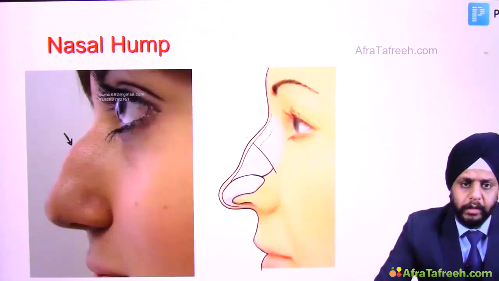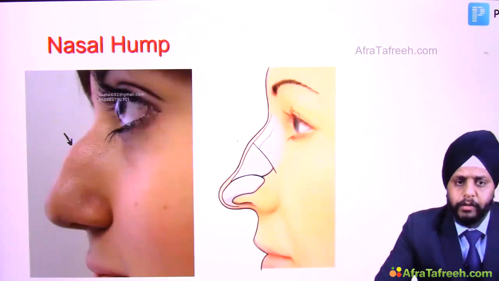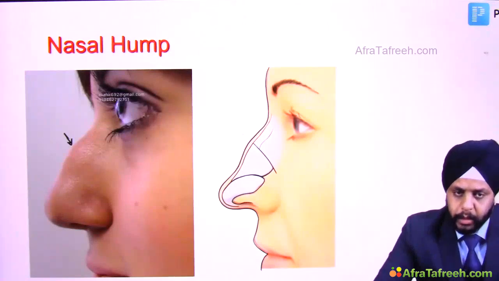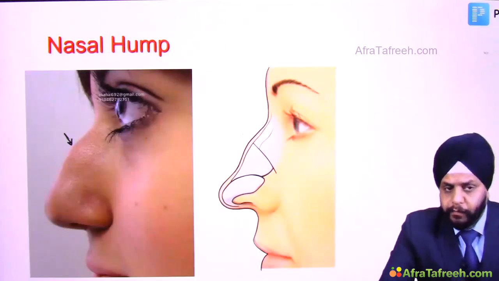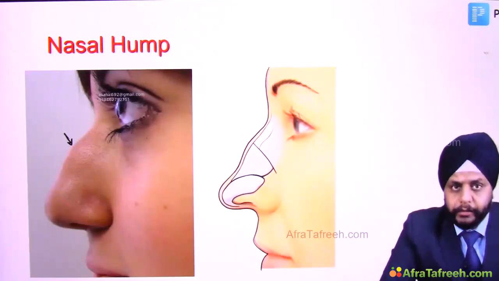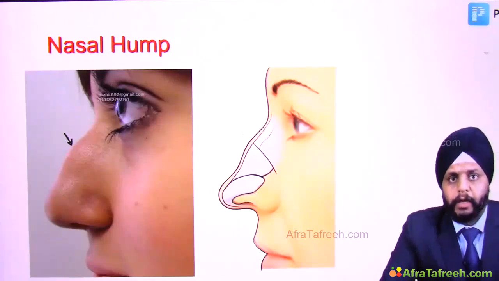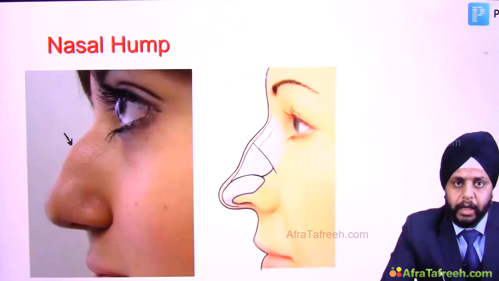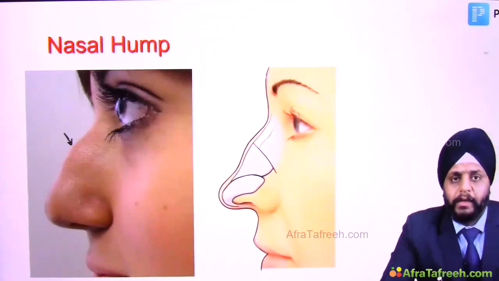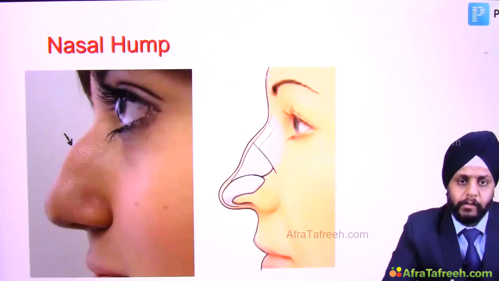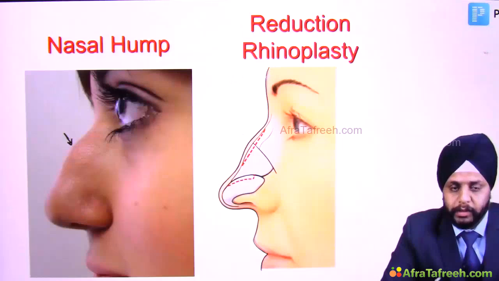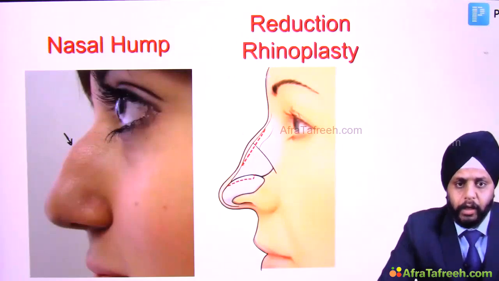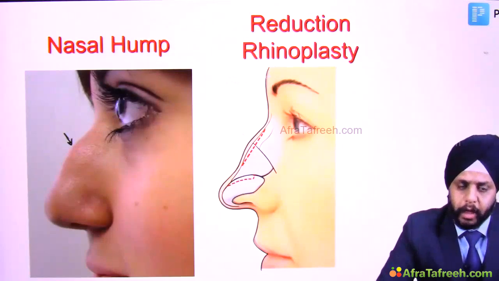You can see they are protruding upwards and causing this nasal hump, right? So what treatment will we do? Again, if you're doing a surgery of the external nasal architecture, it is known as rhinoplasty. But over here, we are reducing the size of the nose. So this is known as special rhinoplasty, also known as reduction rhinoplasty. So in this reduction rhinoplasty, we will cut the extra bone and cartilage.